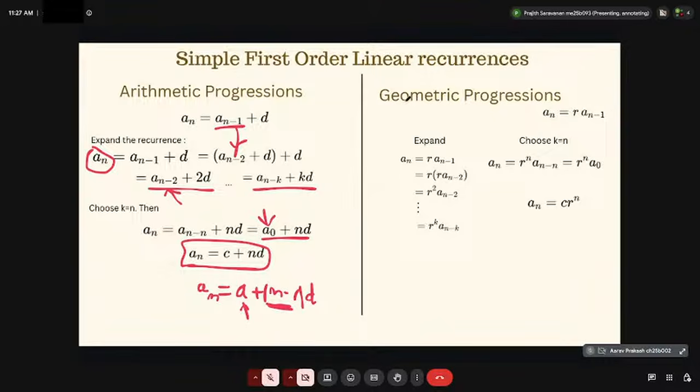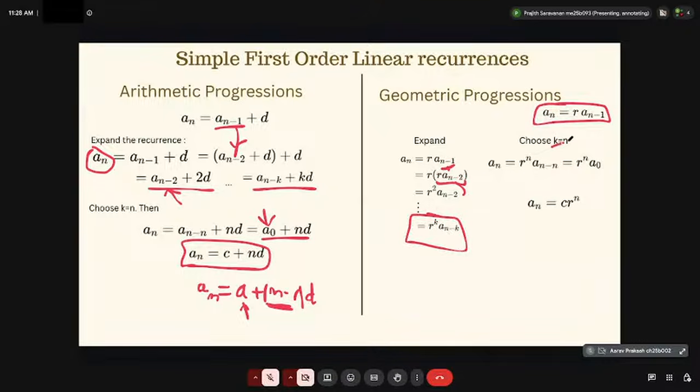Okay. Next, we'll talk about geometric progression. A geometric progression is where the consecutive terms differ by a product of r, where r is a common ratio. So if we repeatedly substitute, similar to this method, a_n is going to be r times a_{n-1}. If we substitute a_{n-1} to be r times a_{n-2}, and again and again, we will basically get the expression that a_n is r^k times a_{n-k}.